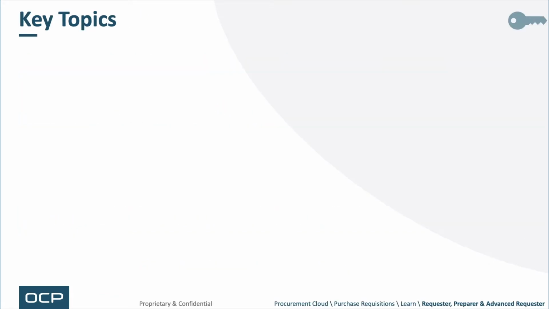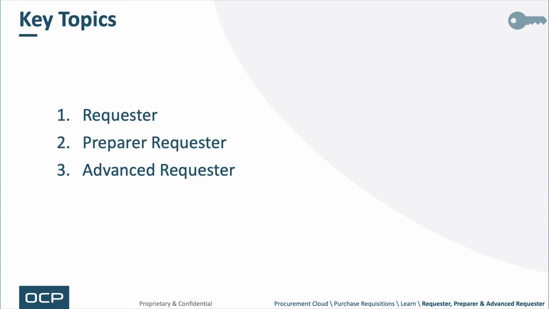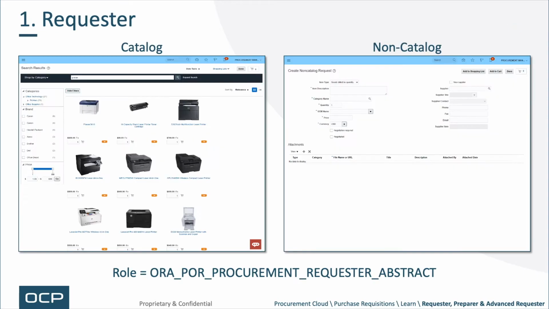Okay, so key topics for this presentation are as follows: Requester, Preparer Requester, and Advanced Requester. First up, Requester. So it's pretty simple. Requester can request both catalog items you see on the left and non-catalog items you see here on the right. The role is listed below.